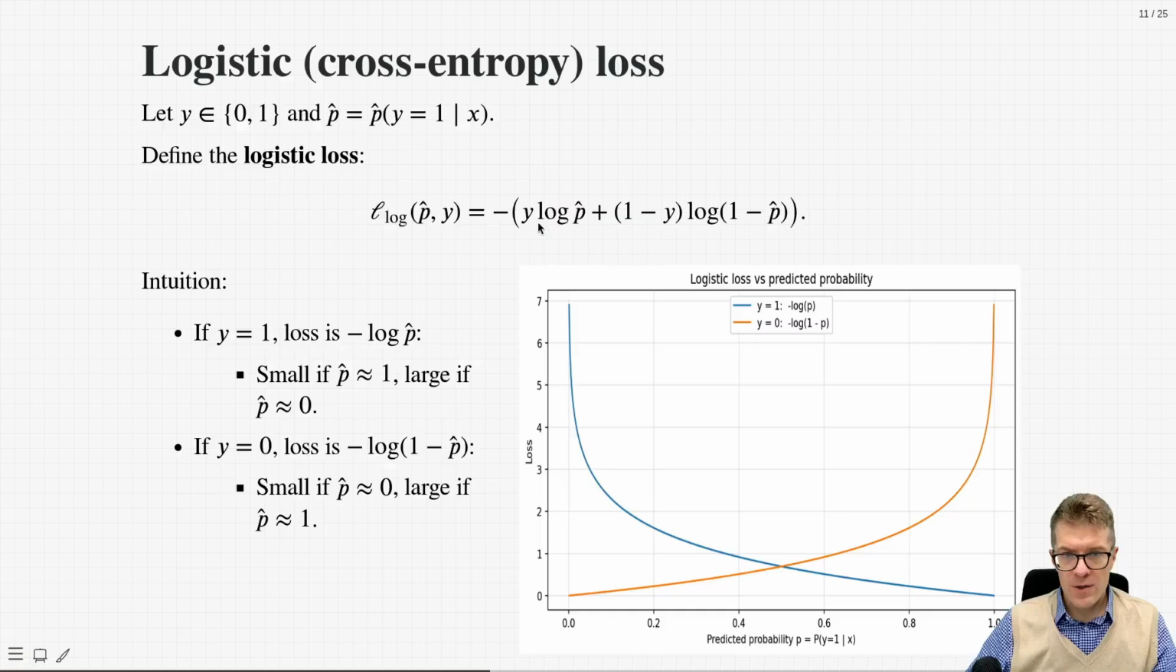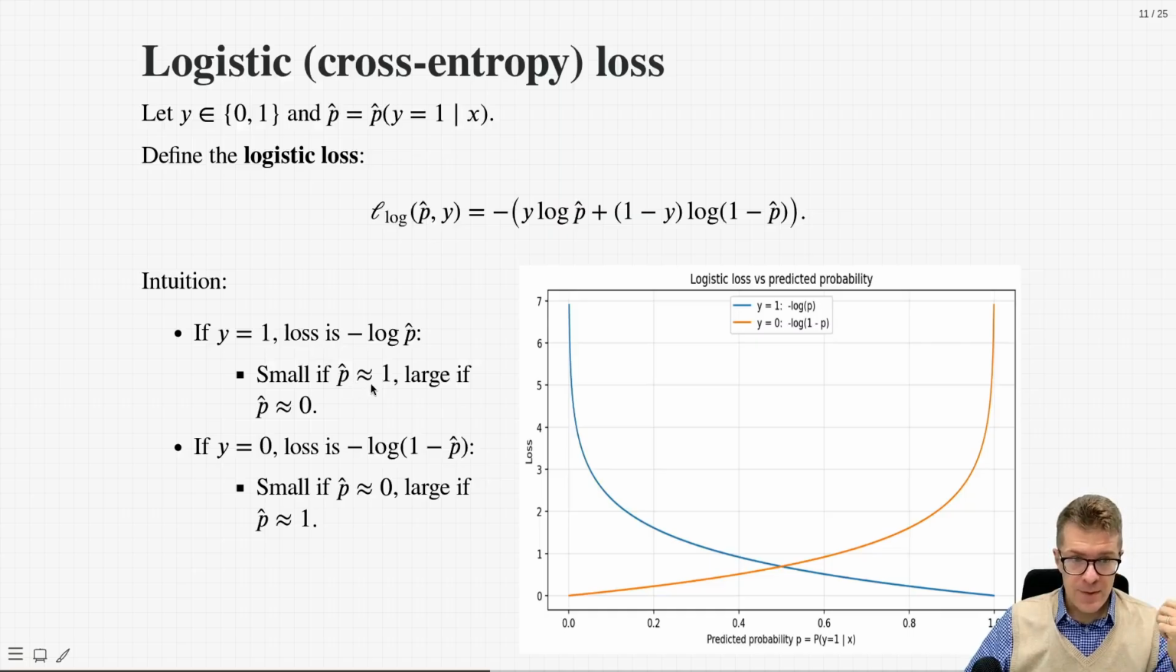Therefore, this y will be 1, and then I have log p, which is what is left over in this first term. If there is an engine failure, then this term will disappear. 1 minus y goes to 0, and I ignore this entire term. 0 times log is 0. And all I'm left with is minus log of p.